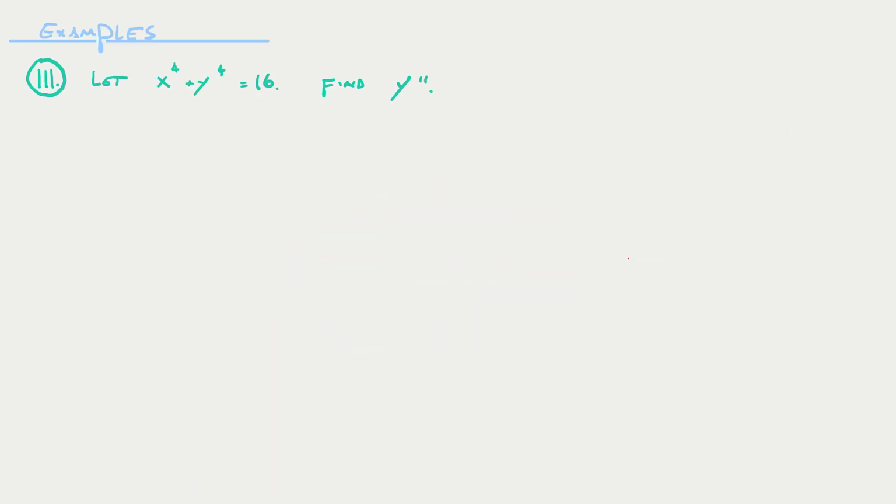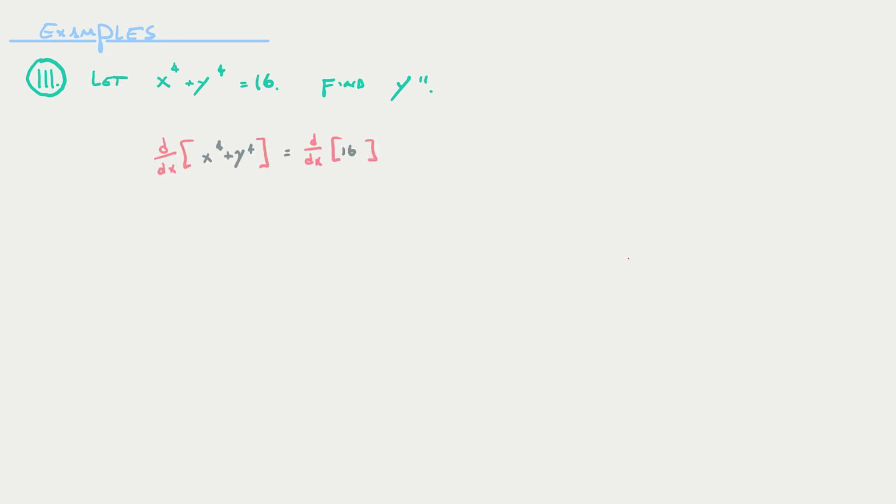So let's do one more. In the last one, we have x to the fourth plus y to the fourth is equal to 16, which is a pretty cool looking graph. You should go to Desmos, actually. Pause it here, go to Desmos and graph this thing. But anyway, we want to find y double prime. So we want to find the second derivative of this thing.